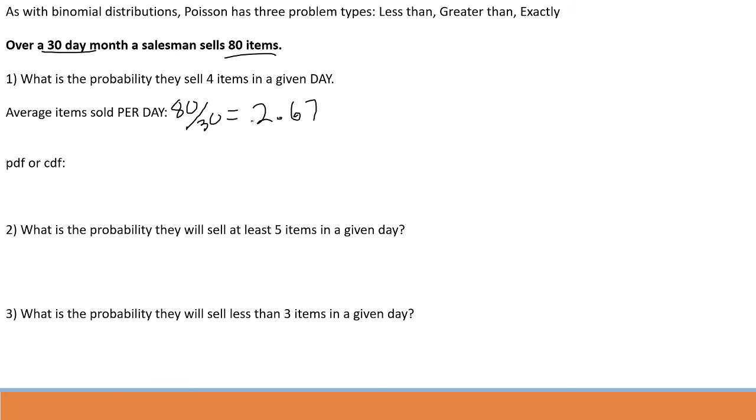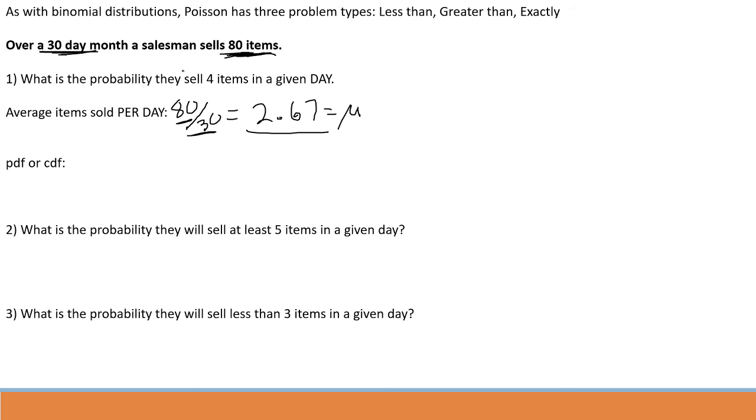2.67 is my average number of items sold per day. So this is my mu, right? Again, my time goes on bottom. The number of items I have, or the number of things I'm tracking, is what goes on top.